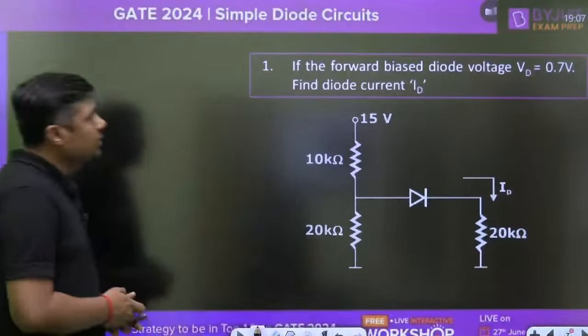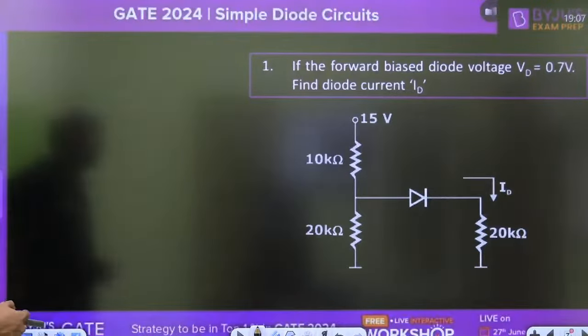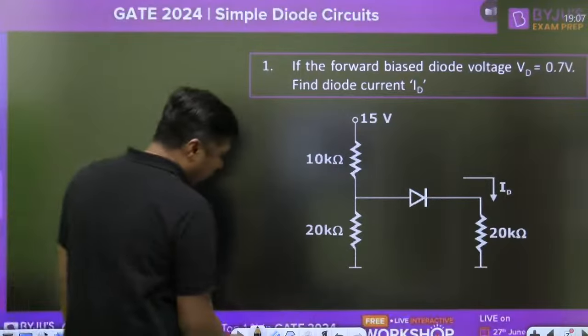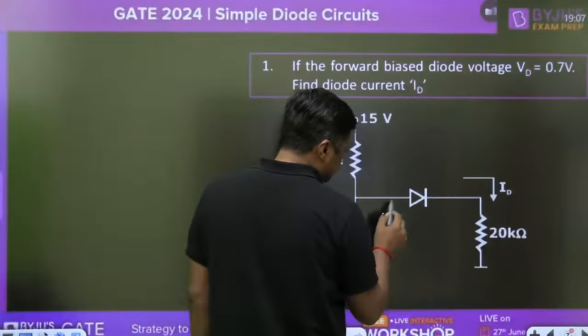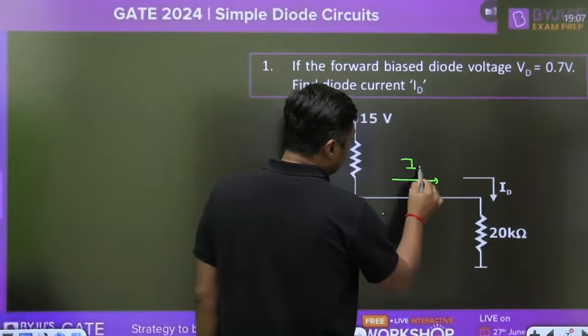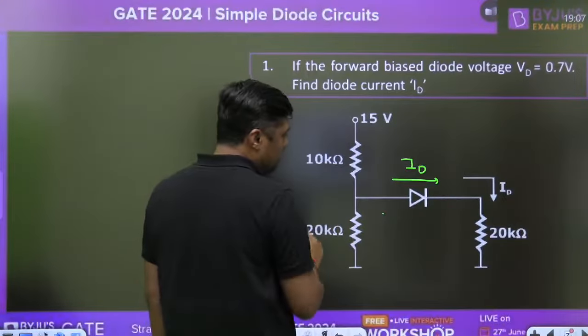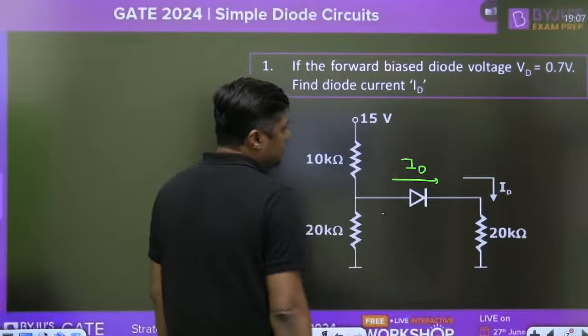Okay. Then tell me, if the forward bias diode voltage VD is 0.7 volt, find the diode current ID. What is the value of the diode current ID, everyone? Now this 15 volt is connected here, 10 kilo ohm is connected here, 20 kilo ohm is connected here, 20 kilo ohm is connected here.